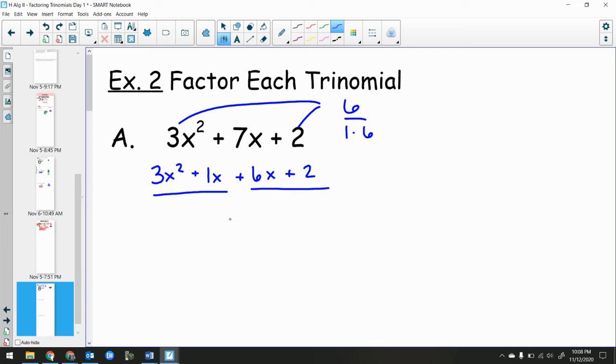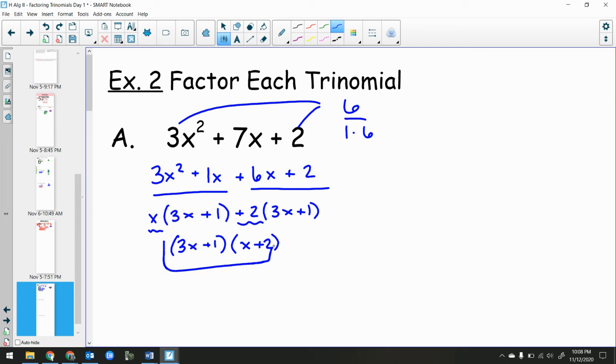Okay, underline the first two, underline the last two, and factor by grouping, pull out the x. I'm left with a 3x plus 1. I pull out the 2 that they have in common, and we're left with a 3x plus 1. And when I say what they have in common, that means they both are divisible by that number. I can remove an x out of both of these. I can remove a 2. So my first factor is the 3x plus 1 that they both have in common in the parentheses, and the pieces left over are the x and then the plus 2. And that's my answer.